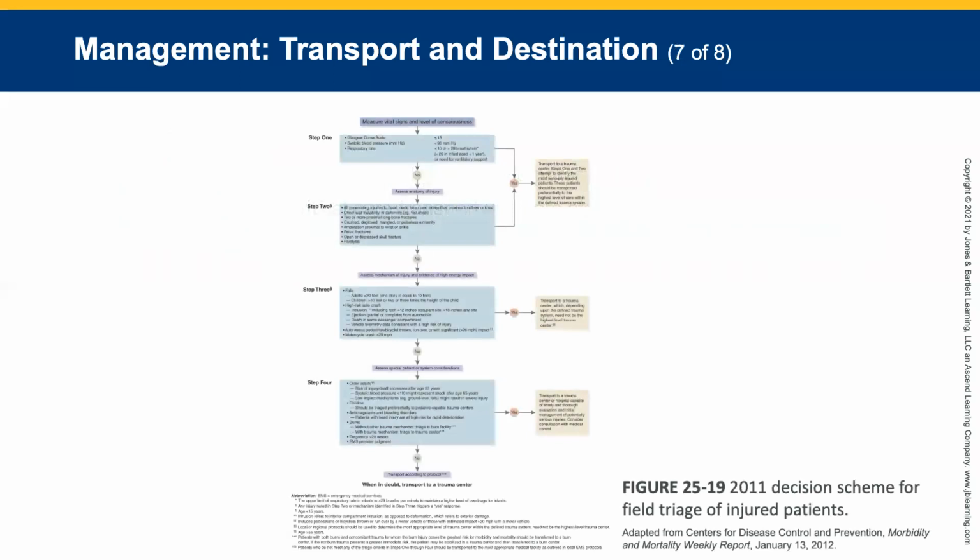So here, as you see, management of transport destinations. We have our step 1, we got our GCS. If it's less than 13, the systolic blood pressure is less than 90, or the respiratory rate is less than 10 or greater than 29 breaths a minute, that indicates a transport to the trauma center. You may be able to bypass steps 2 and 3 to get to this facility. You may be able to contact med control, but this is a very good diagram to understand and just have in the back of your mind. As a new EMT, this can help you make those decisions.